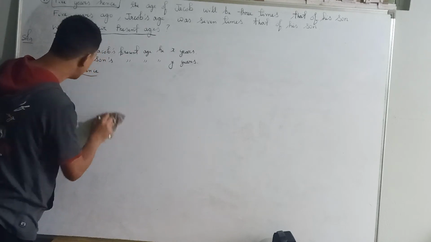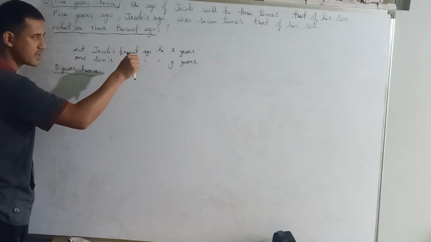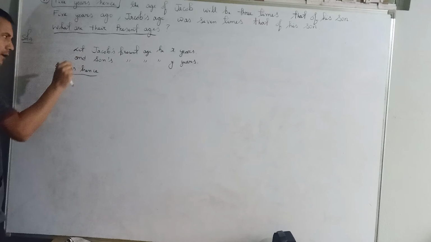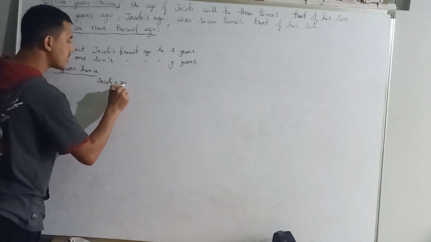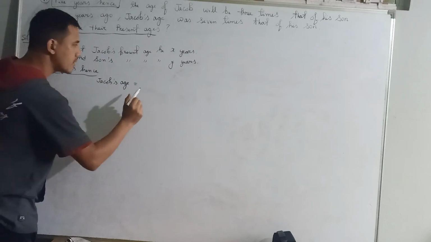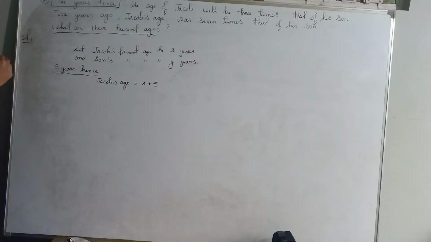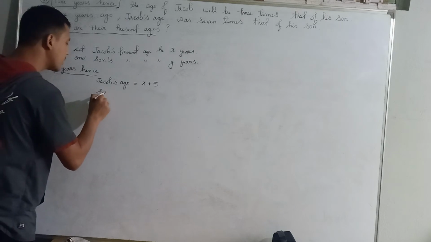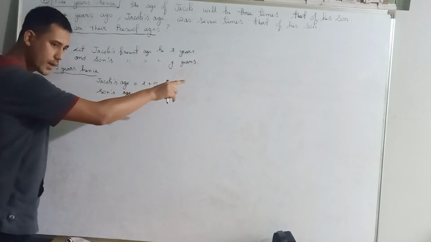The same way, Jacob's present age is x years. Right now, Jacob's age is x years. After 5 years, Jacob's age will increase by 5 more years. So we have to write x plus 5 years. At that time, Jacob will be x plus 5 years old. And what about his son? His son's present age is y years, right?